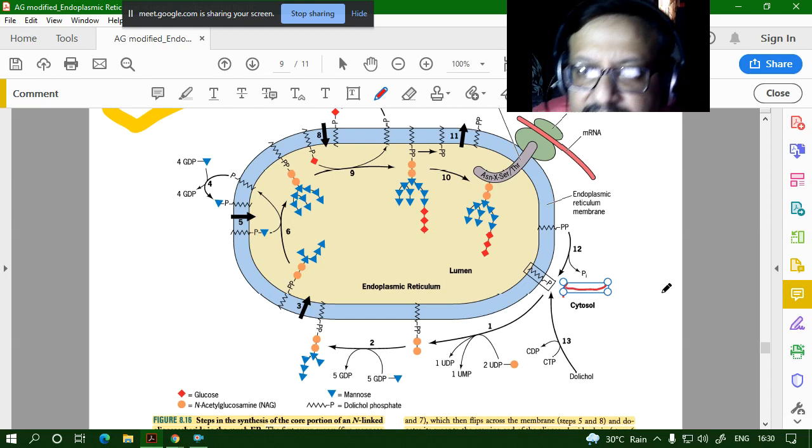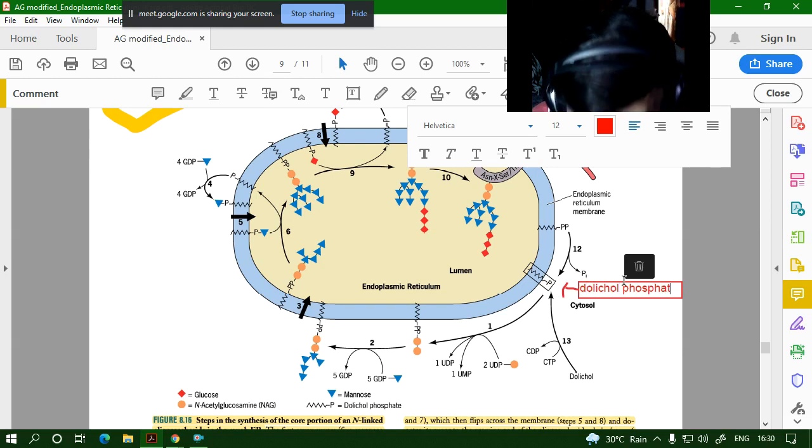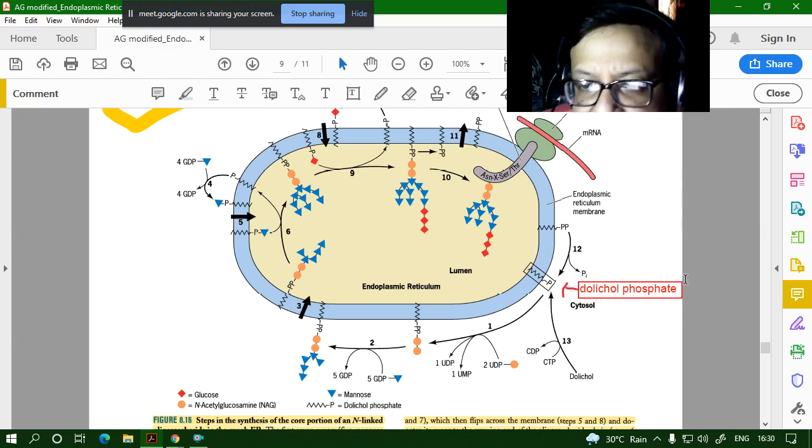That is known as dolichol phosphate. You have dolichol phosphate over there. So to this, dolichol binds and you have this dolichol phosphate being formed. Now CTP, cytidine triphosphate hydrolysis takes place. Now to this, two molecules of UDP.